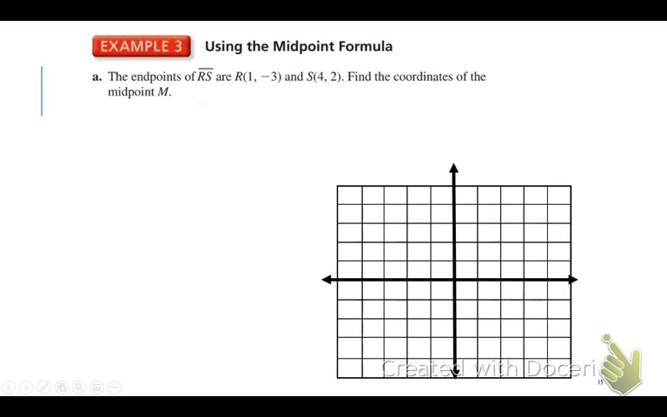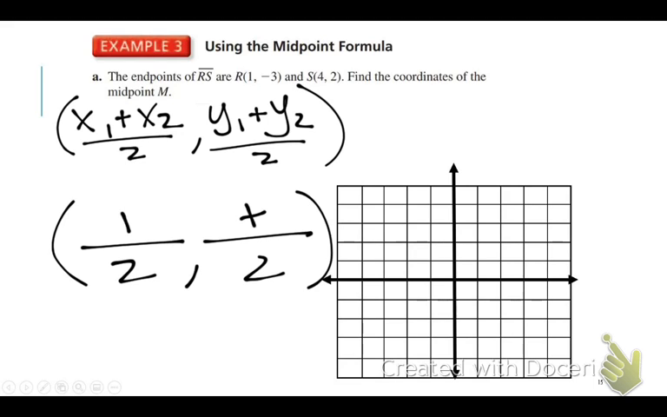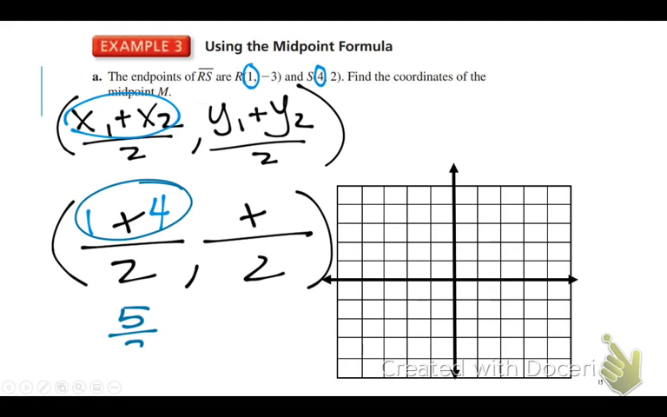If you didn't finish writing it down, I'm going to write it on this screen: x1 plus x2 divided by 2, y1 plus y2 divided by 2. What are my two X's that I'm going to plug in? 1 and 4. Try not to graph ahead. I'm going to show you why the graph's there. It's not normally going to be there. So we would add 1 plus 4 is 5.